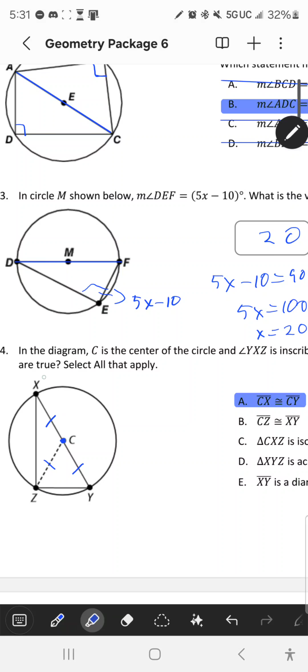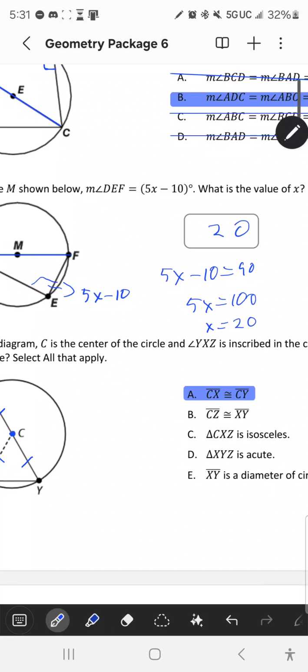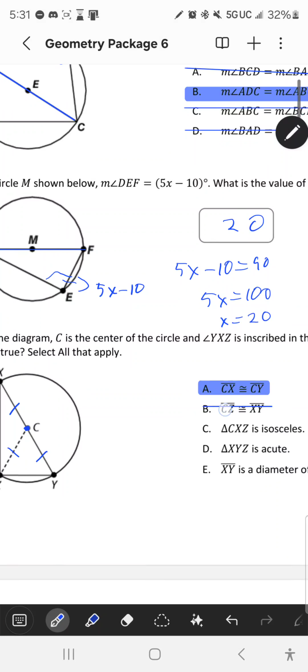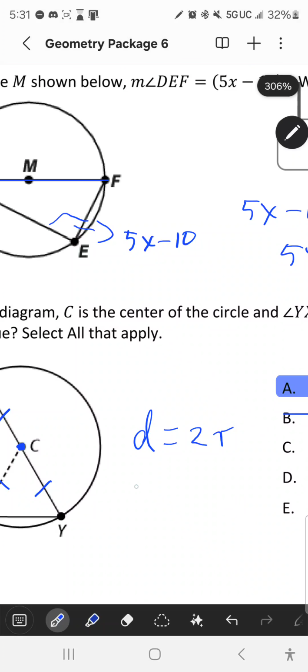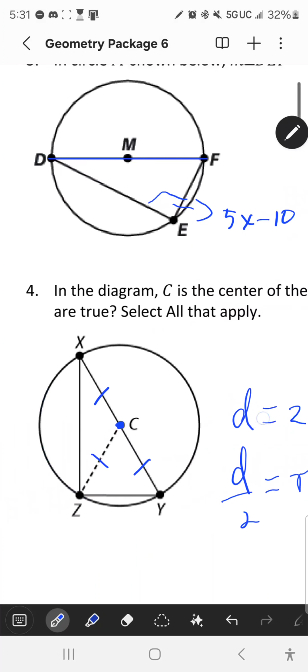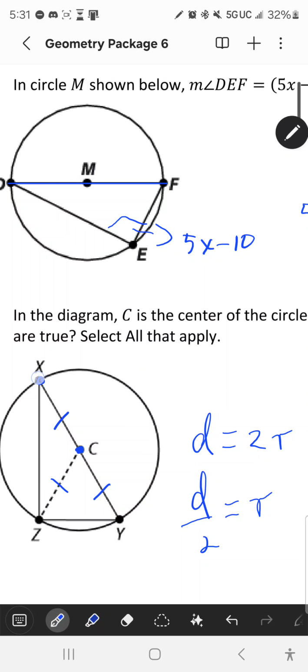This is congruent to XC, but not XY. XY is the whole thing, it's twice, it's the two parts, its diameter, which is not what we're looking for. Also, we can say that the diameter is twice the radius, or the radius is half the diameter. The diameter is just going from one point of the circle to the other while passing through the center. Remember, this is just reviewing.